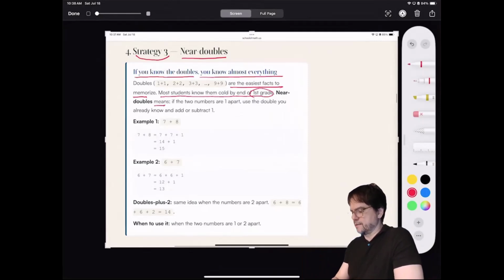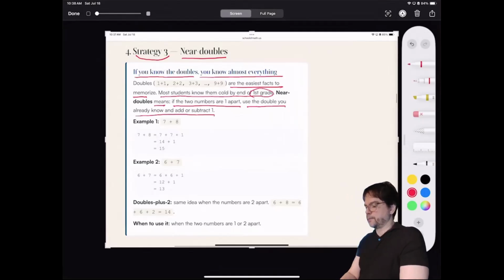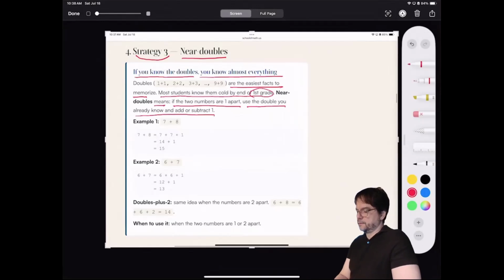Near doubles means if the two numbers are one apart, use the double you already know and add or subtract 1. Okay. How much is 7 plus 8? 15. Okay. Look what I'm going to do.